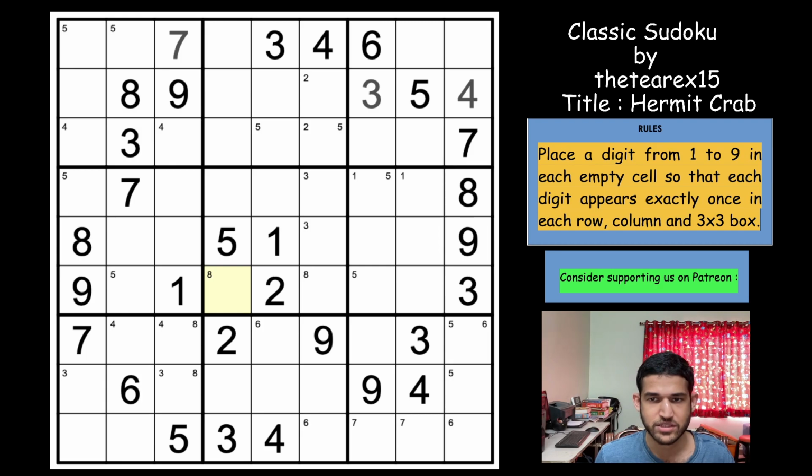Okay, let's go to 9s now. 9 cannot be in row 5, and 9 cannot be in row 6 and column 6, so the 9 goes here. And 9 in column 8 goes here. 9 in row 9 has only one digit, has to go here.